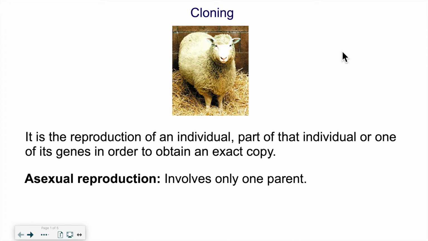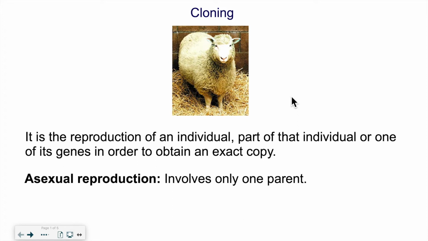It involves either asexual reproduction or sexual reproduction. Asexual reproduction involves only one parent. Sexual reproduction involves two parents. And here you have the picture of Dolly. Dolly is the first animal that was successfully cloned. So obviously it's a sheep.